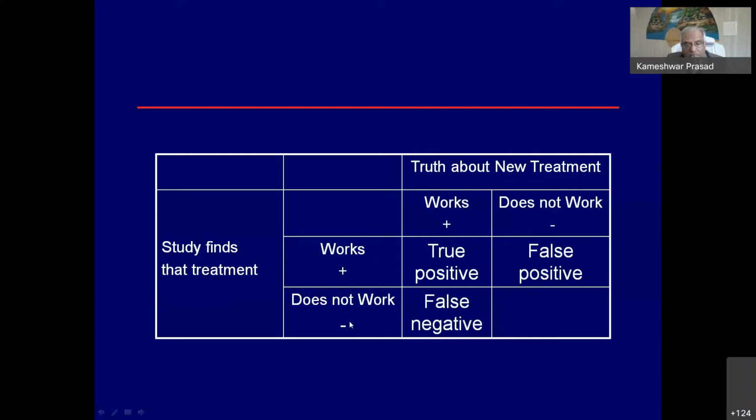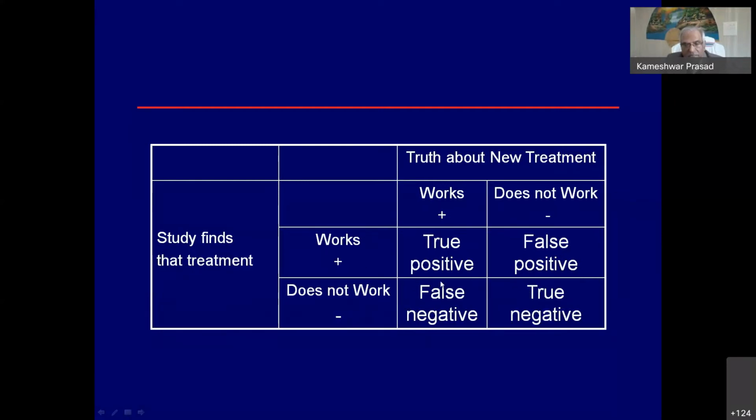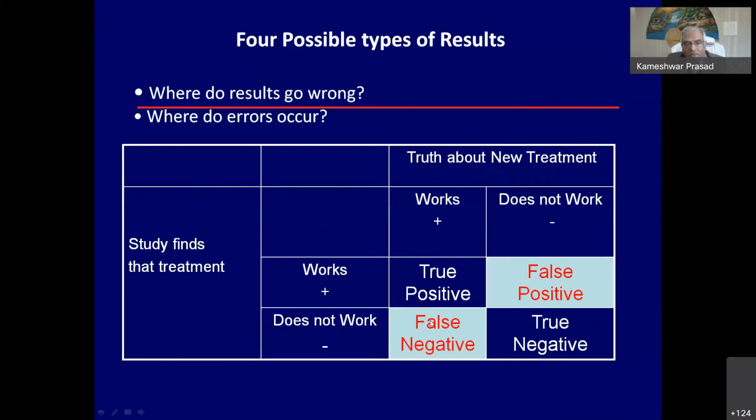Or your study may say it does not work, and the truth also is that the treatment does not work, so that is a true negative result, just like you did in diagnostic test. So these are the four possible types of results: true positive, false positive, false negative, true negative. Even though this dichotomy is too simplistic, it is good for understanding some concepts.